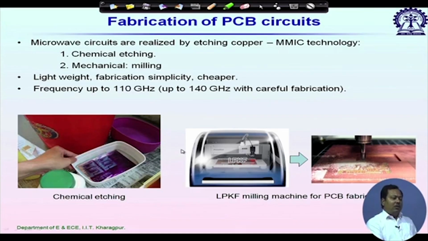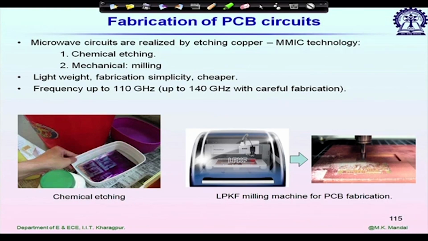Before going to the next topic, which is dielectric waveguide, let me discuss the fabrication procedure, how we fabricate in printed circuit board technology. We can fabricate SIW structures as well as microstrip or CPW structures. Two methods we usually use: one is the chemical etching method and the other is the milling method.